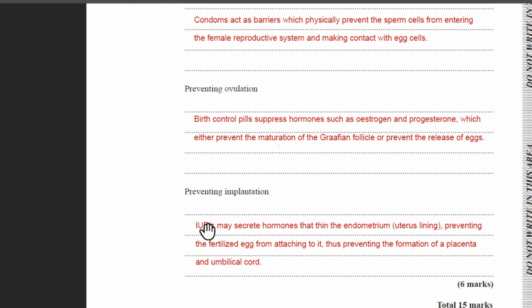And implantation, intrauterine devices may secrete hormones that would thin the endometrium or the uterus lining, and this would prevent the fertilized egg from attaching to it, thus preventing the formation of a placenta and an umbilical cord.